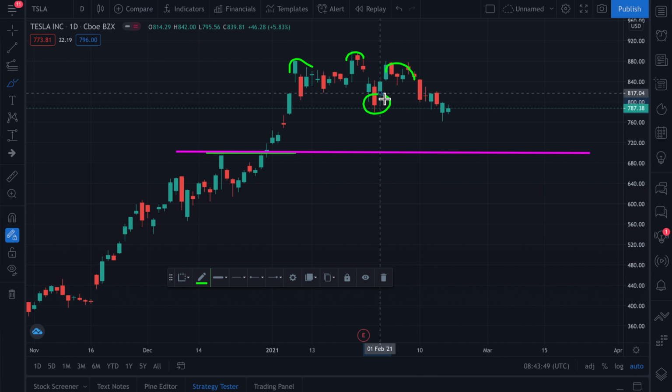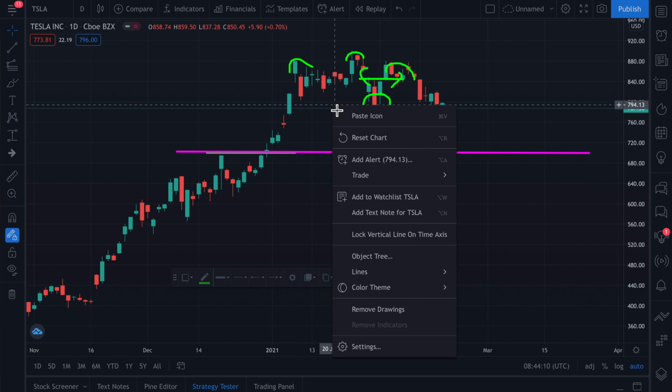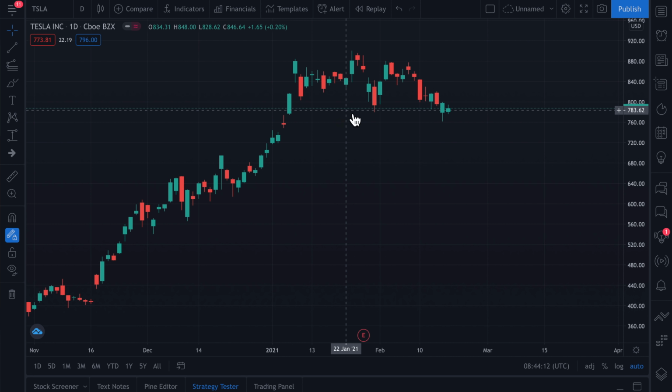This here seems a little bit off, and the head and shoulder pattern here, the distance is also a little bit different from this side here. However, it still kind of looks like a head and shoulders pattern. So it's just for you guys to take note of.